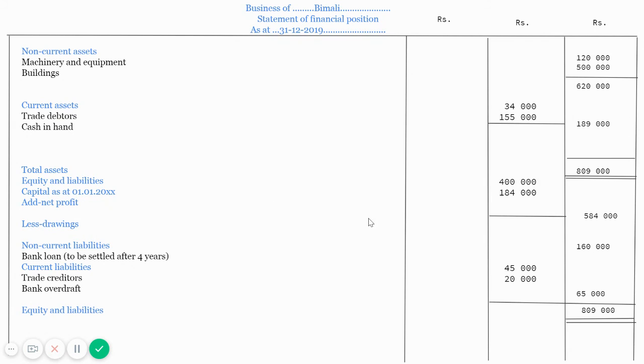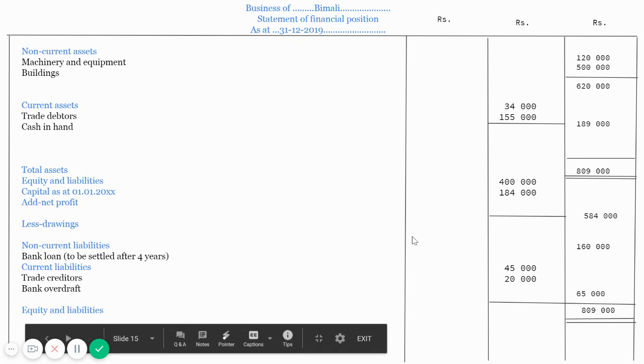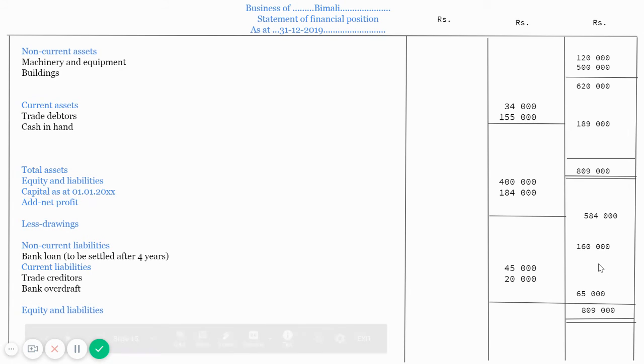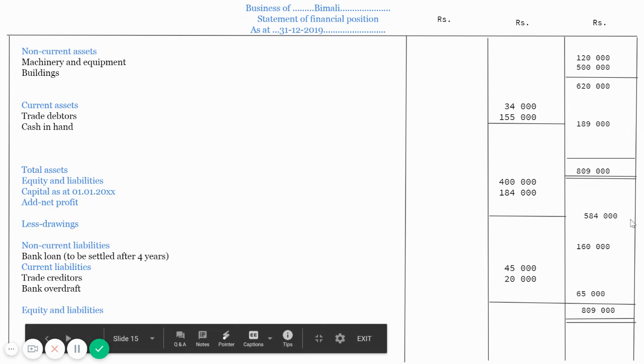Then we'll move on to the other part, under equity and liabilities. So we have come up to the capital part, opening capital plus net profit, 584,000. Then non-current liabilities will be 160,000, which is already there in the third column. And we have to get the total of current liabilities as well. So that will be the total of 45,000 and 20,000, which is 65,000 here.